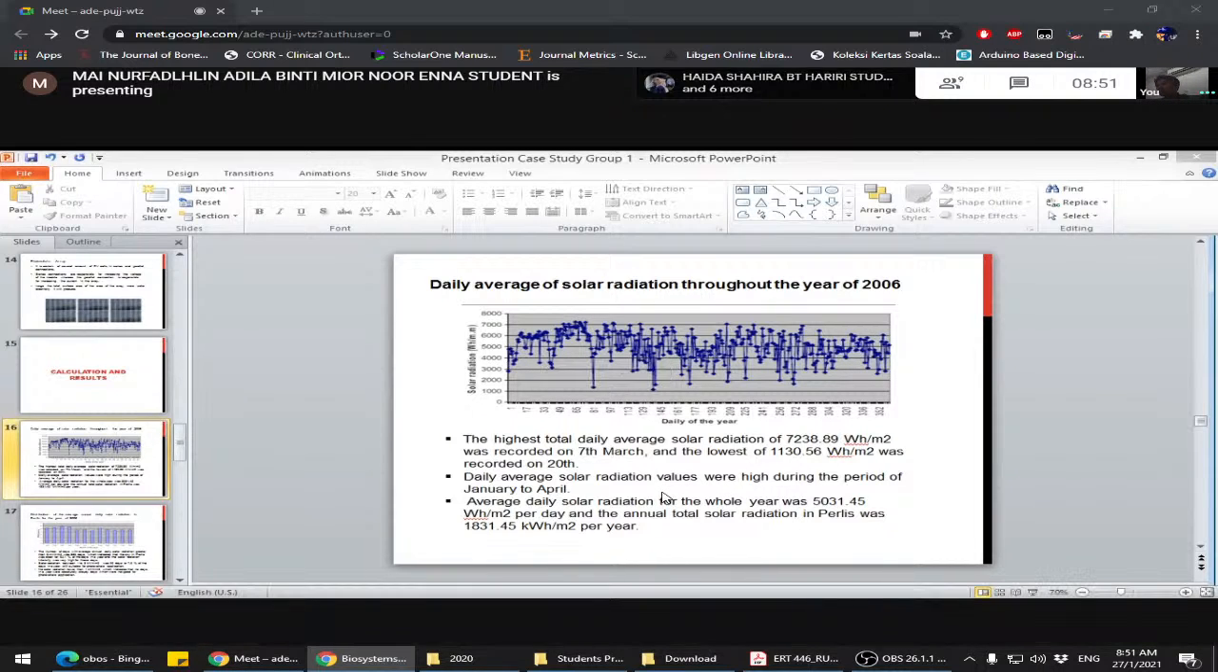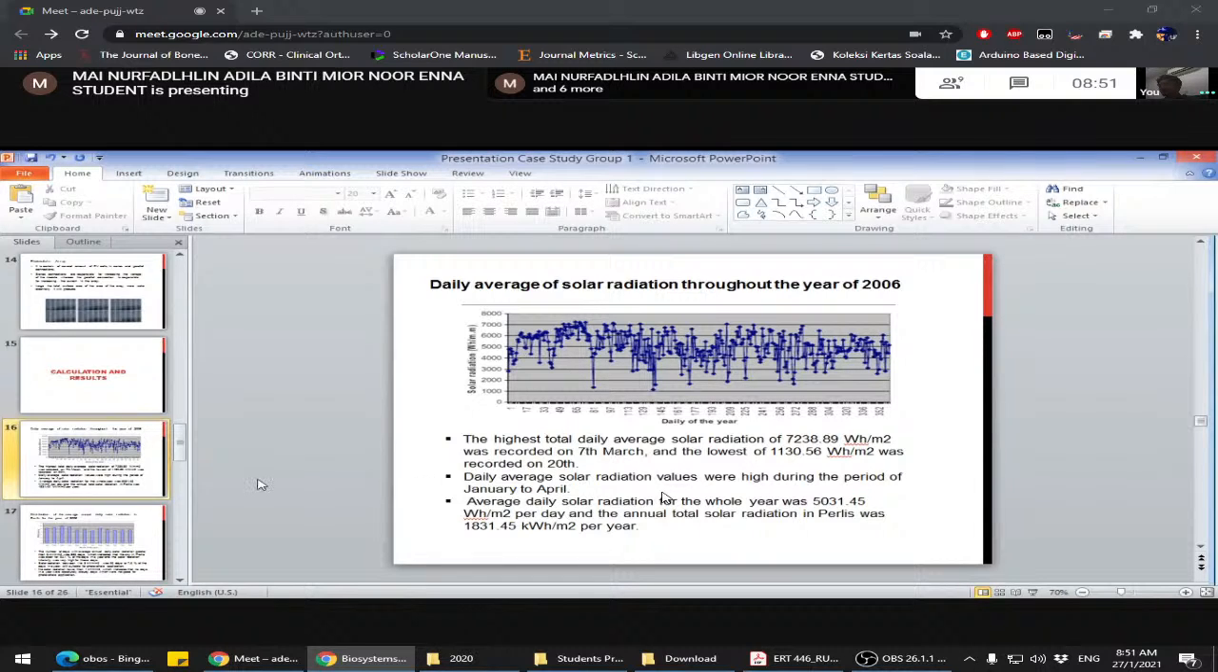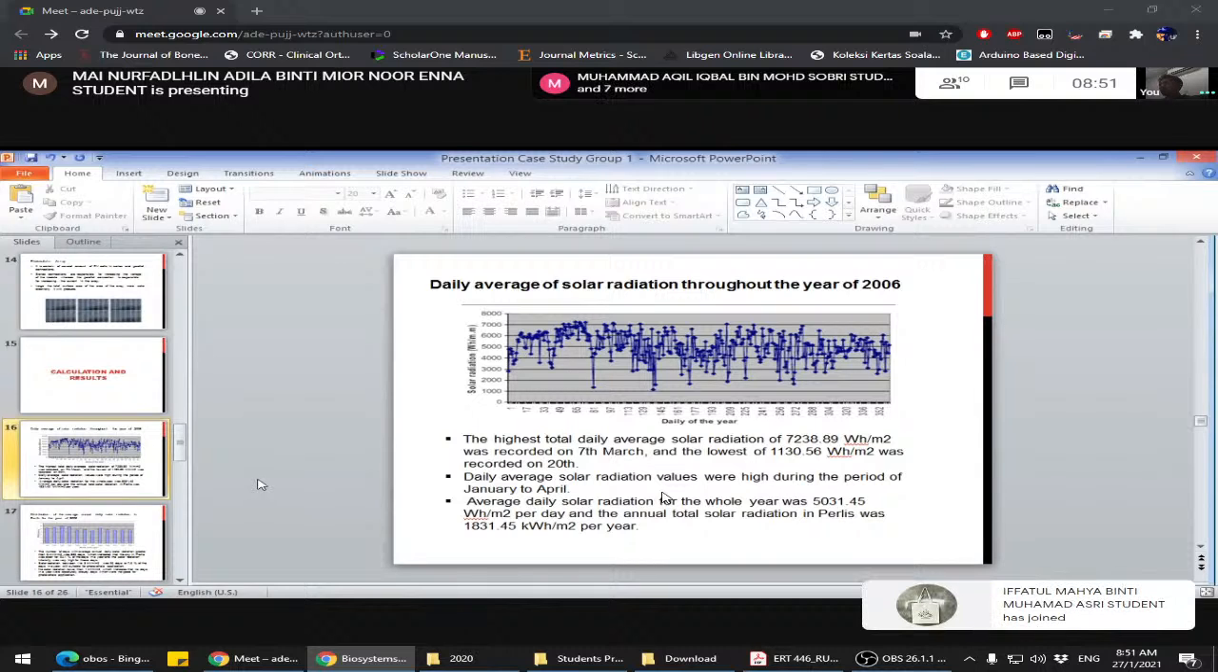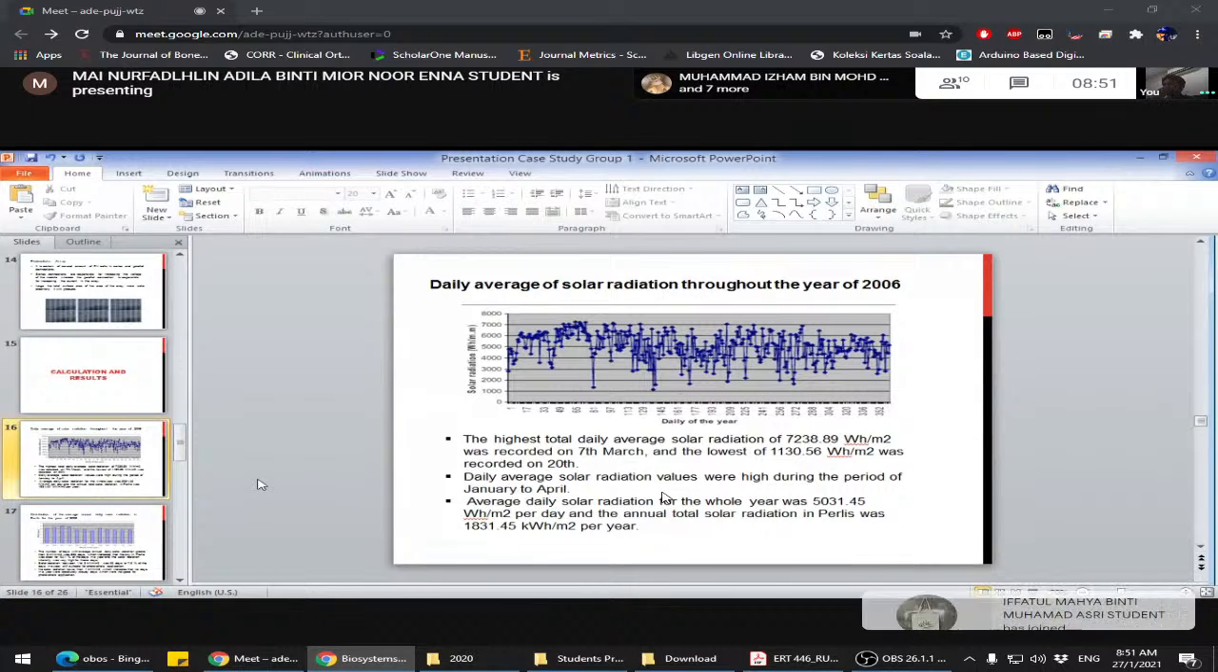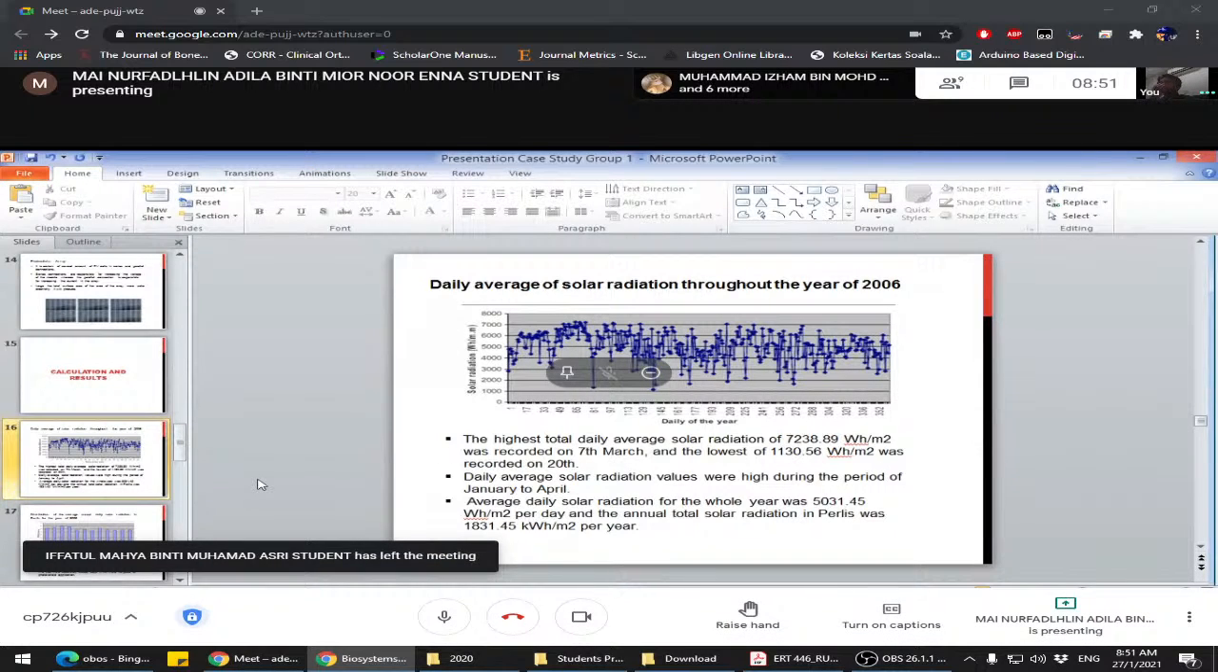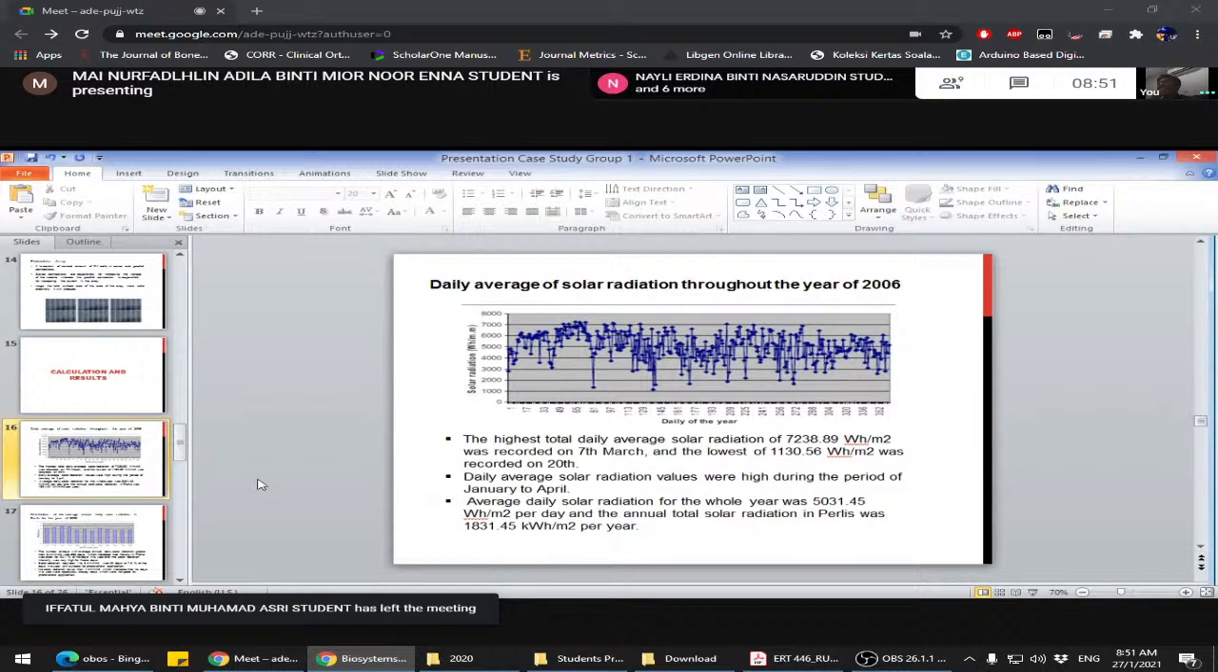As we look at the graph of the daily solar radiation of the year, the highest total daily average solar radiation is 7,238.89 watt hour per meter square and was recorded on 7th of March. And the lowest was recorded on 20 March, 1,130.56 watt hour per meter square.